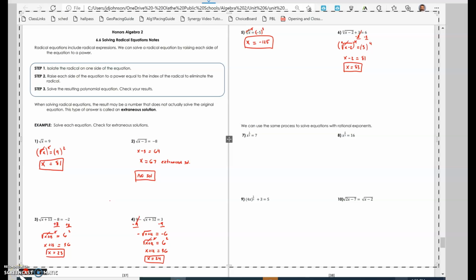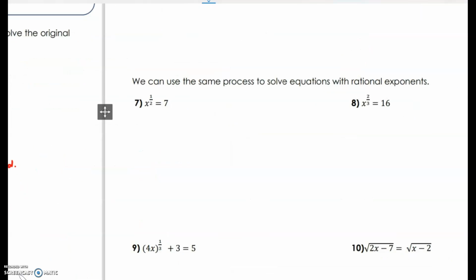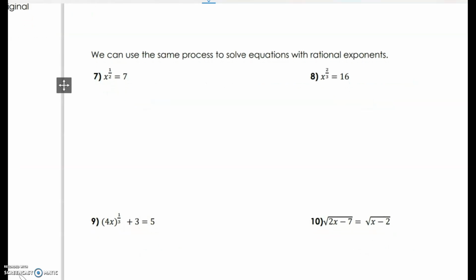Hopefully you guys have had a chance to view the first video going over examples 1 through 6, solving equations that include radicals. In this video, we're going over equations that have rational exponents. Okay, so go ahead and take a look at number 7 in your notes. Follow along with me. And let's see, how do we solve equations with rational exponents?